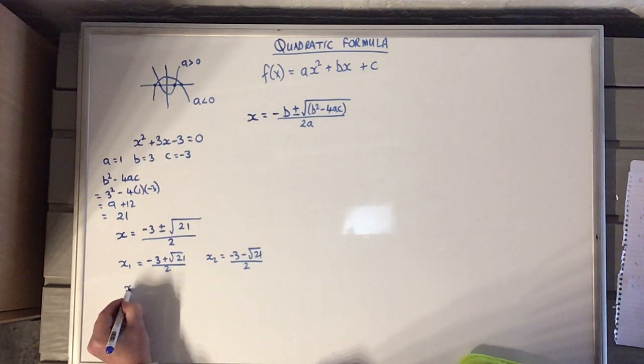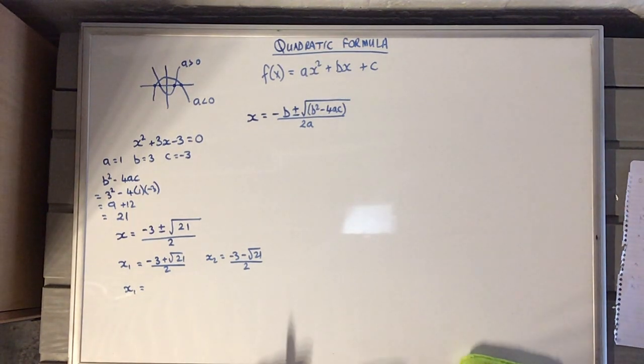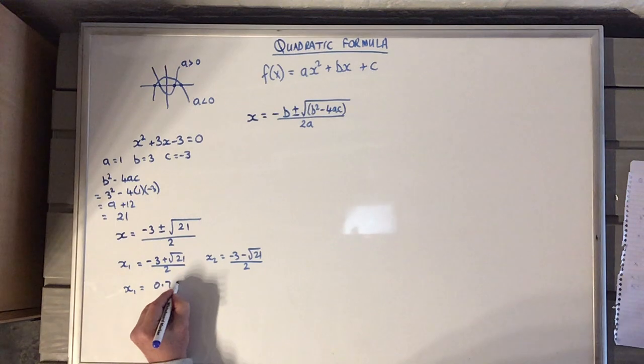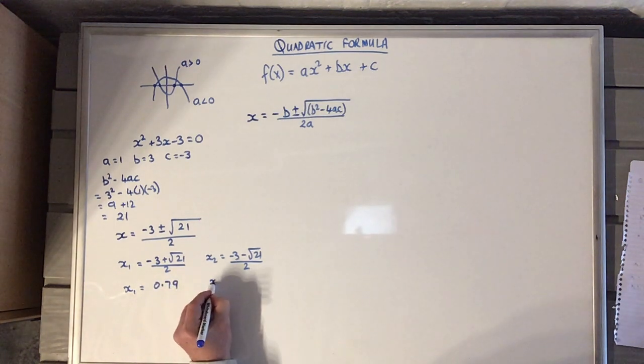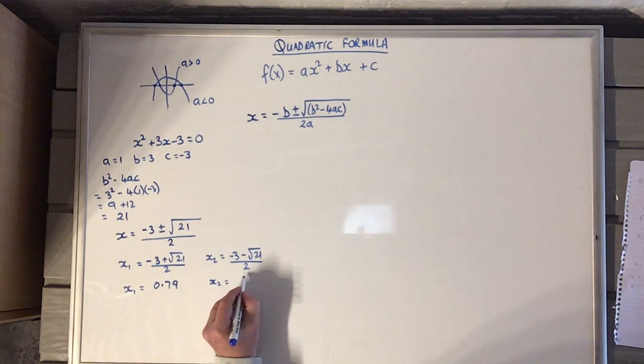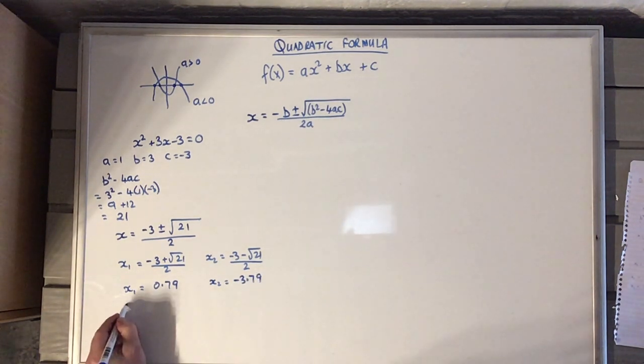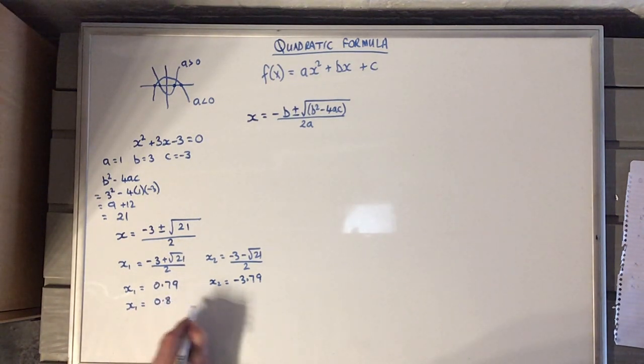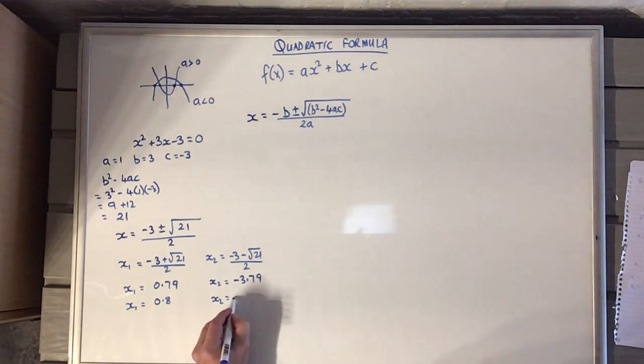Now, in the exam, they normally say give your value for the roots to 1 decimal place. So if they ask you that, then you've got to show the unrounded value before you give it to 1 decimal place. So working that out in a calculator, you get 0.79, and the second one you'll get negative 3.79. But if we do it to 1 decimal place, as it normally says in the exam, that'd be 0.8, and this one here would be negative 3.8.